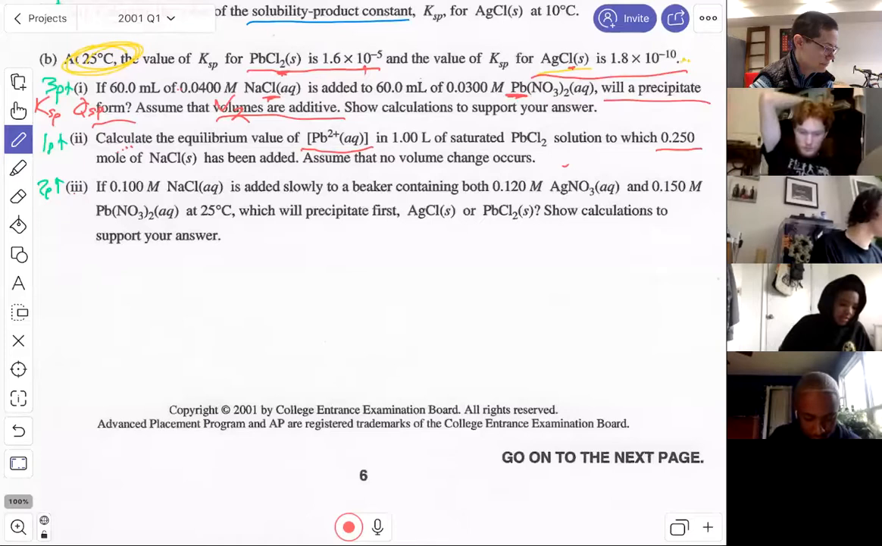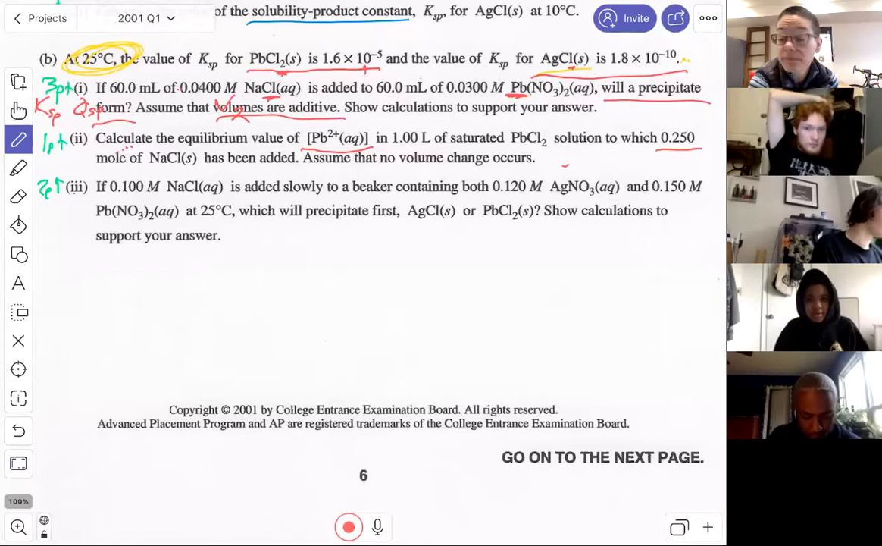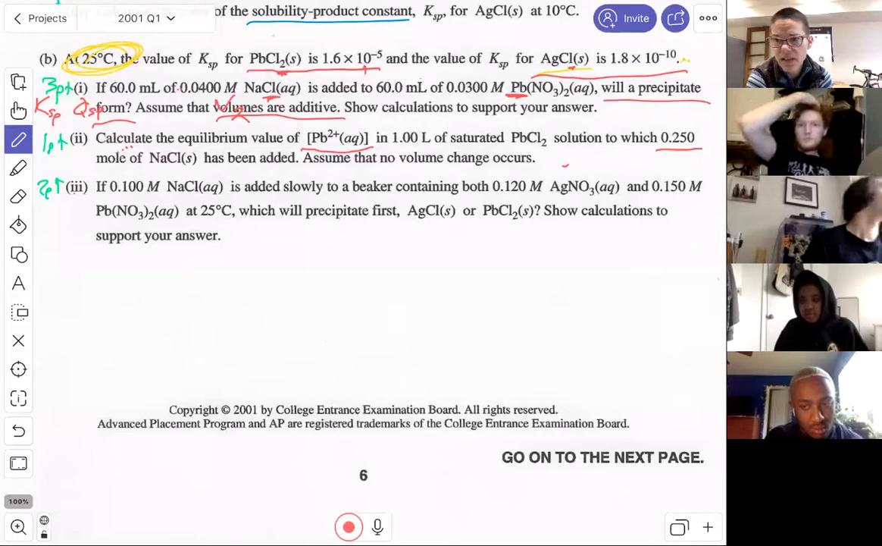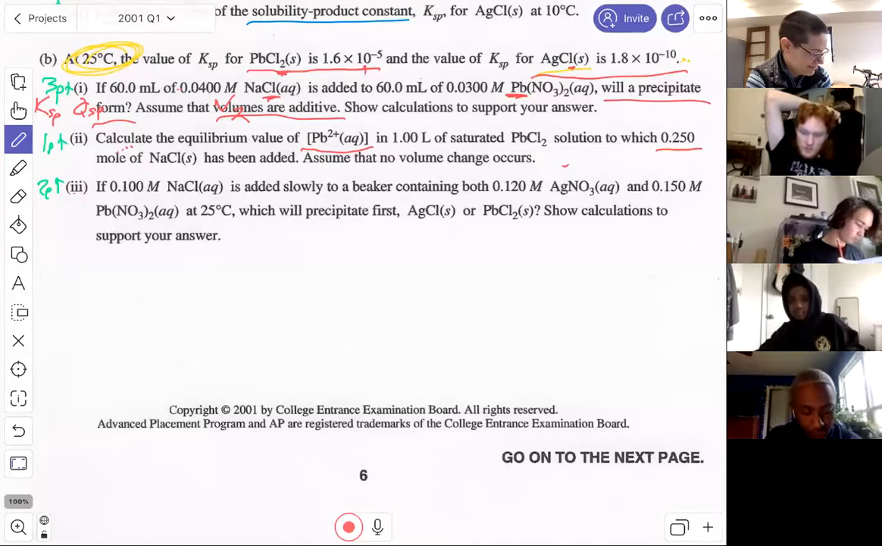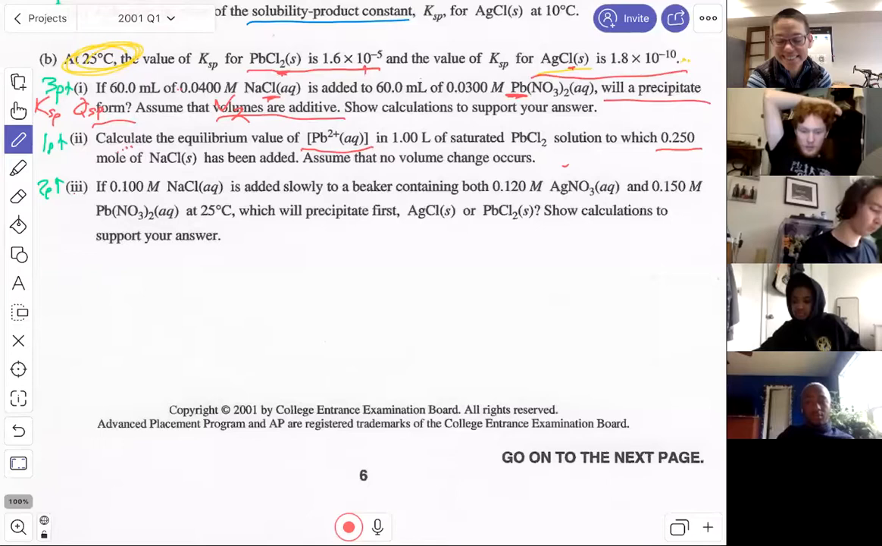Hey, Miss Baskin, I have a question. Yes. For number one, what's the Ksp value? We find like we found the Qsp value, but where's? It's at the top. I underlined it. And we do square the molarity for the chlorine, yes. Yeah, for the chlorine, right? Yep. For one and two, yeah, that comes into play.